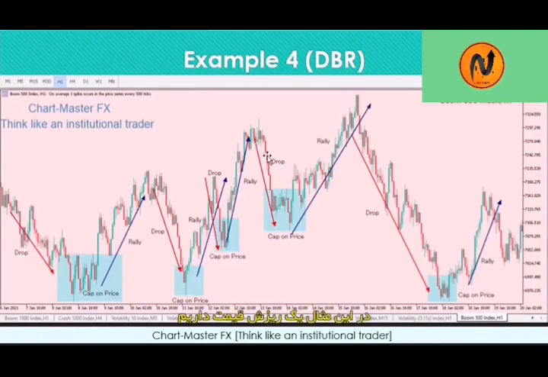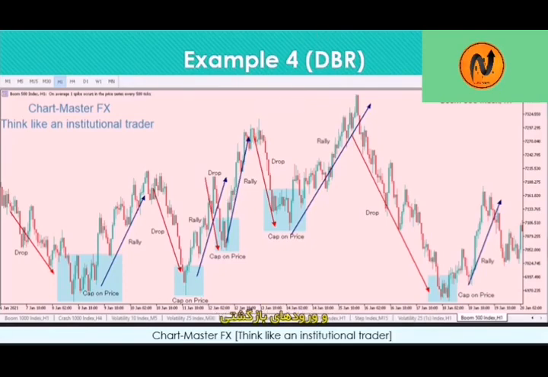Here with the DBR. On this example, we have a drop in price, and you identify your higher high and your lower low, you draw your cap on price, and the market did a DBR. Another example here, we had a drop in price, you identify your lower low, you identify your higher high, you draw your cap on price, and we finally had a drop, base, rally. So guys, these are the examples of the continuous entries and the reversal entries.